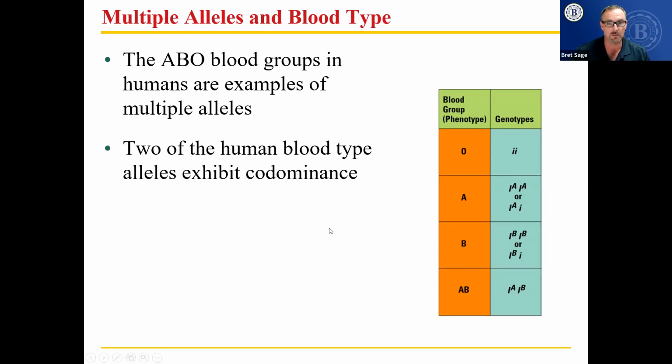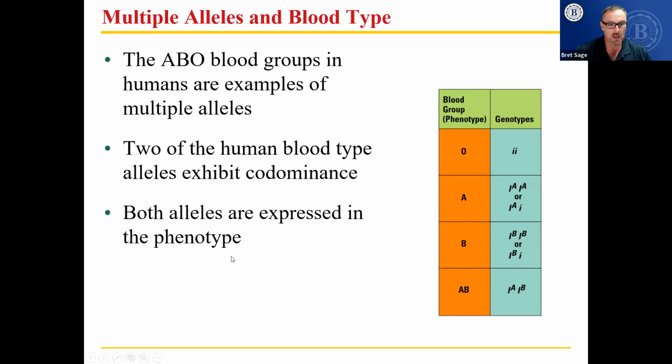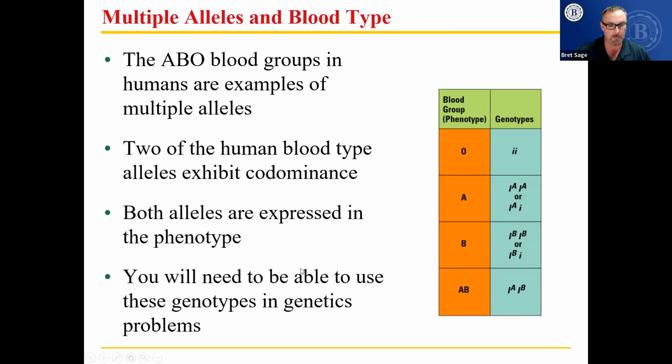For example, in cows, there's a co-dominance in color where you have red patches and white patches. So you see both red and white. The cow doesn't come out pink. It comes out patching red and white. So you see both. All right, both the alleles are expressed in the phenotype, and you'll need to be able to do these problems in lab. So we're going to be doing this in lab. I'll be asking you to solve genetics problems using these allele markers.